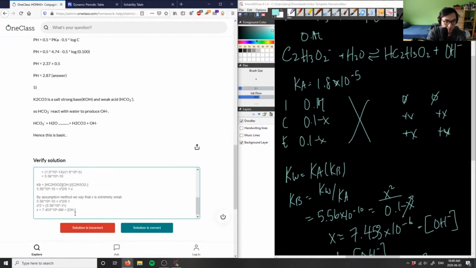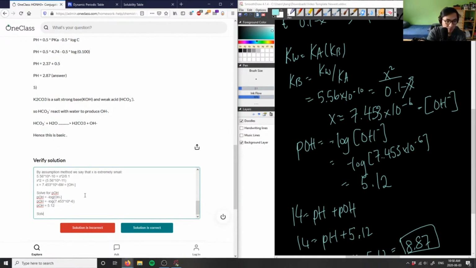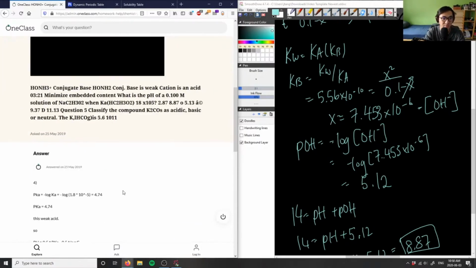And then solve for pOH. pOH is going to equal negative log of the hydroxide ions. Negative log of 7.453 times 10 to the power of negative 6. pOH is going to equal, I had here, 5.12, and solve for pH. So 14 equals pH plus pOH, so pH is going to equal 14 minus 5.12, which is going to equal 8.87 here. So the solution is B. So the given solution is incorrect because they actually wrote down the wrong answer here.